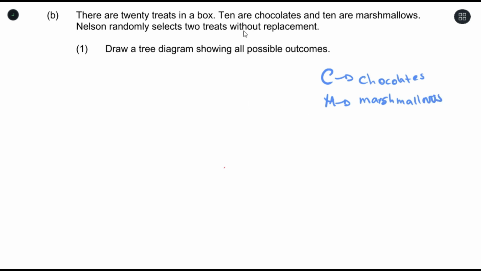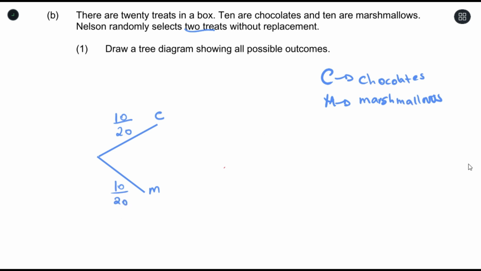Okay, so we are going to remove 2 treats without replacement. So let's start with the first event. For the first event, Nelson could either choose between chocolate, which is C, or marshmallow. Since there are 10 of each, making the total 20, the probability of choosing the chocolate will be 10 over 20, and the probability of choosing the marshmallow would also be 10 over 20.